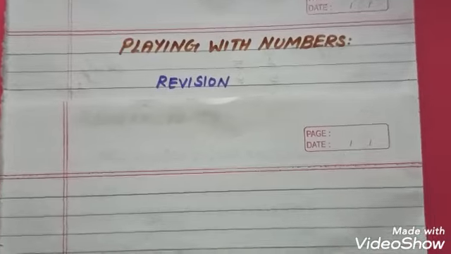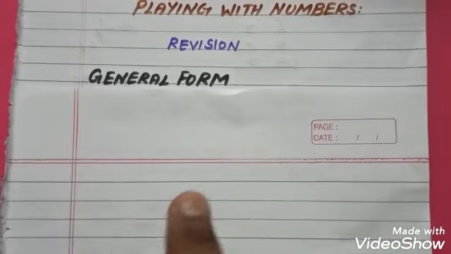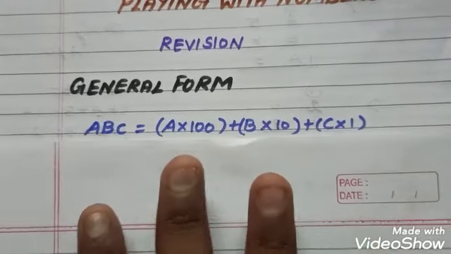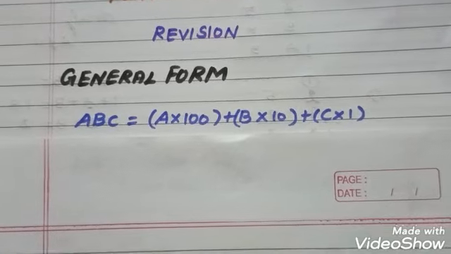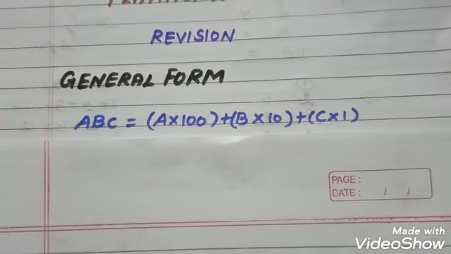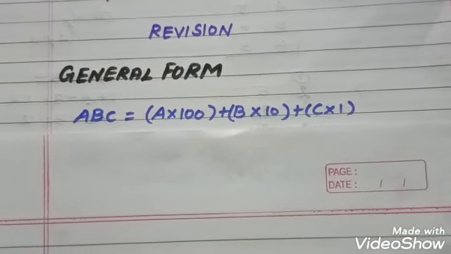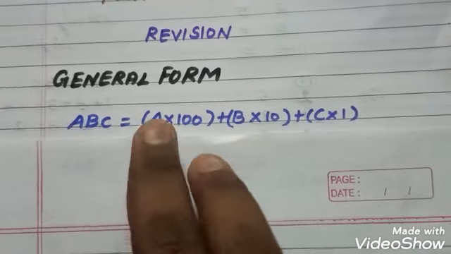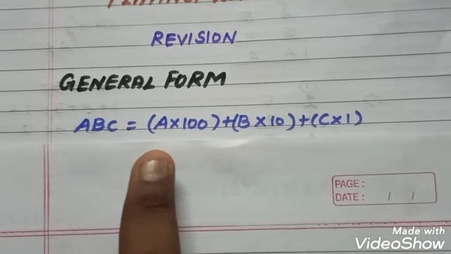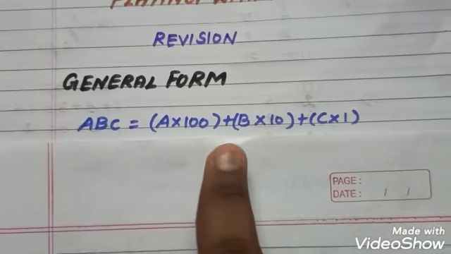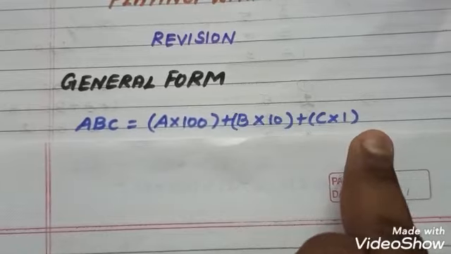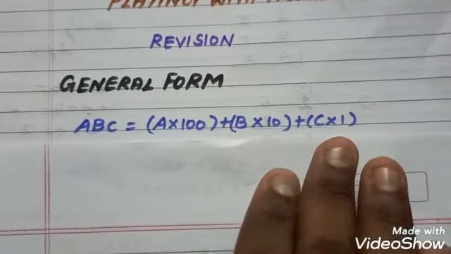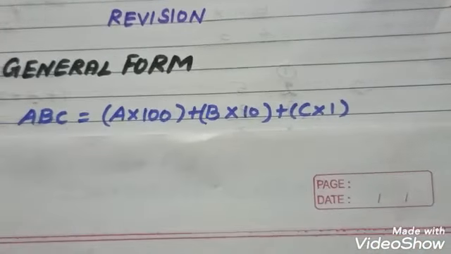First in the revision, I will show you the general form: how to write the general form of numbers. Take a 3-digit number ABC. A is in the hundreds place, B is in the tens place and C is in the ones place. So it can be written as A into 100, B into 10, C into 1. This is the general form to write numbers.